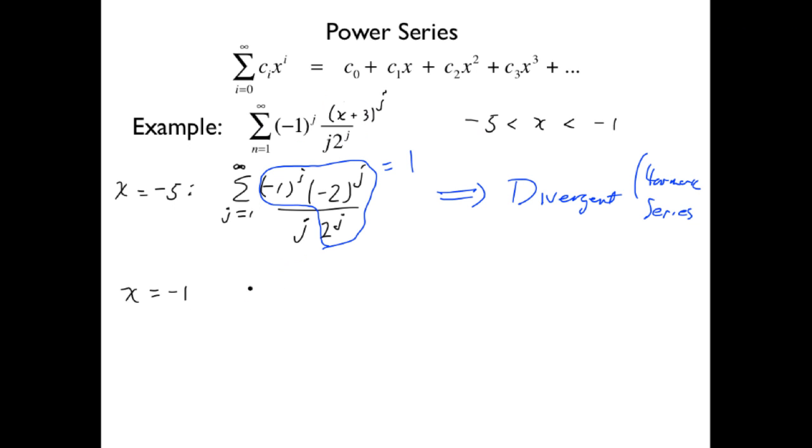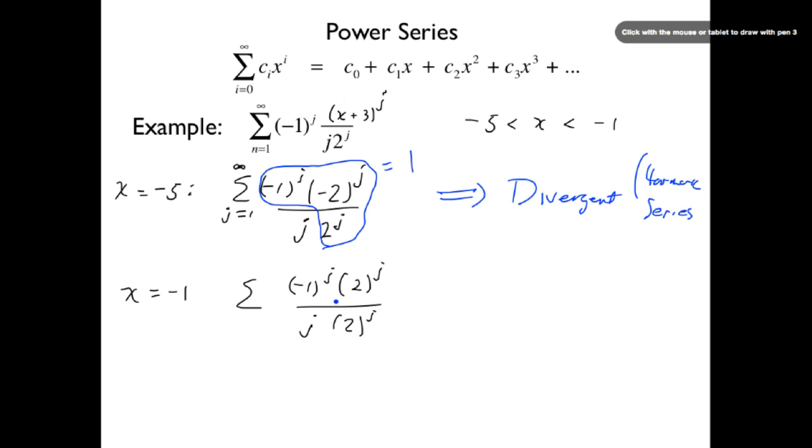We'll get the same thing, but negative 1 will give us positive 2 to the j. And now all this is 1. We still have the alternating part, so we've got alternating 1 over j. Conclusion? That's our alternating harmonic series, which is convergent.